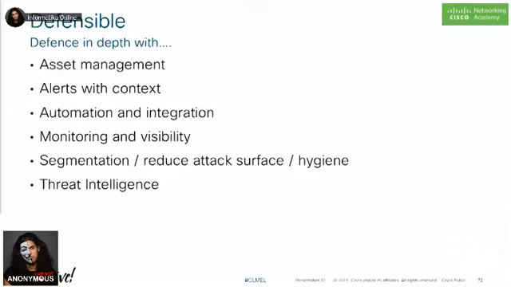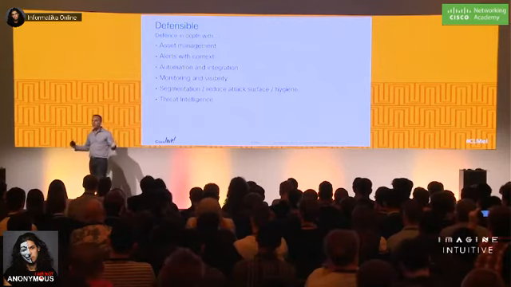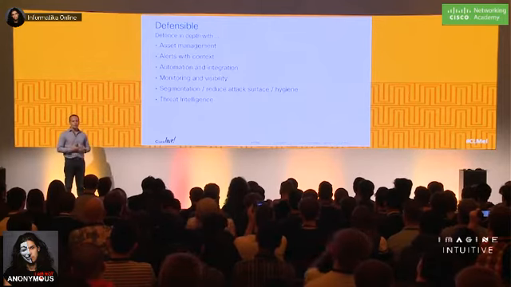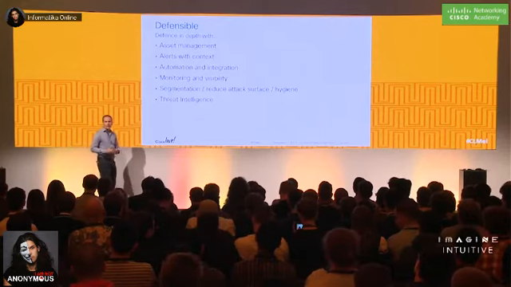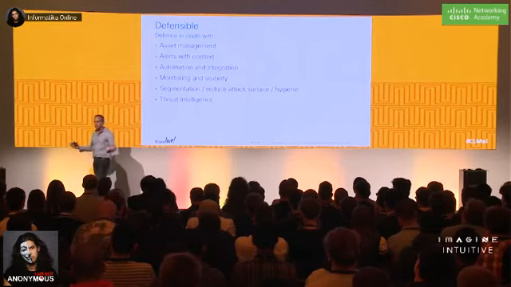So just to pull out, in the time we've got, what are some key things about making our layered approach defensible? It's defense in depth with asset management. So knowing what you own and where it is. It's alerts with context. I heard in a presentation at Cisco Live this week that 50% of security alerts are never investigated because people are just truly overwhelmed.